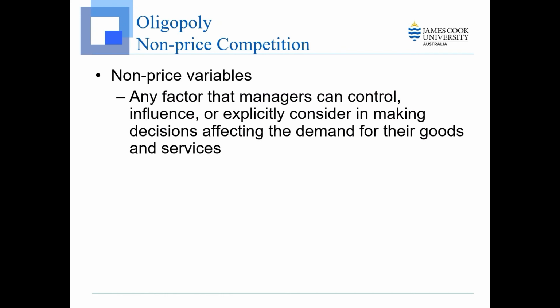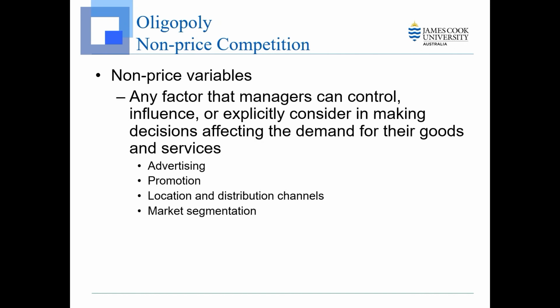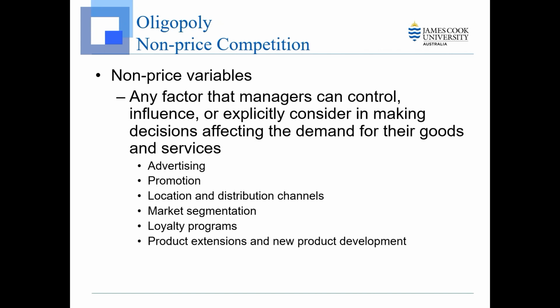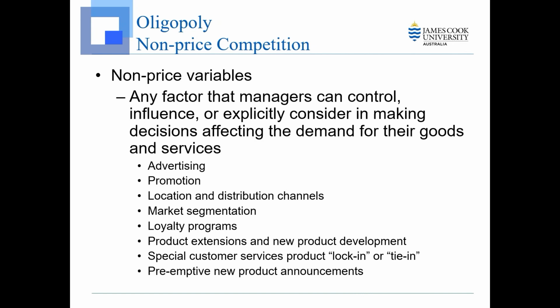Non-price variables can include any factor that managers can control, influence, or explicitly consider in making decisions affecting the demand for their goods and services. For example, advertising, where firms can decide how much expenditure they want to use, promotions, location and distribution channels, market segmentation, loyalty programs, product extension or new product development. They can make decisions on these dimensions. Special customer services, product lock-in or tie-ins, and preemptive new product announcements.